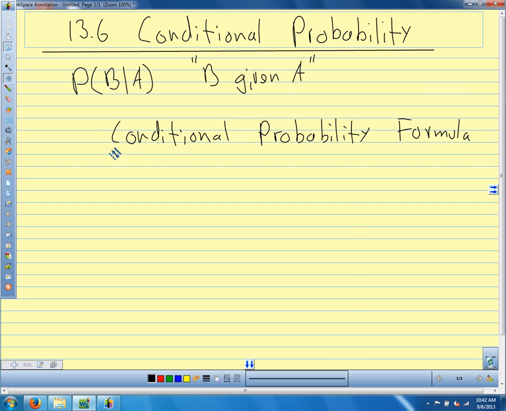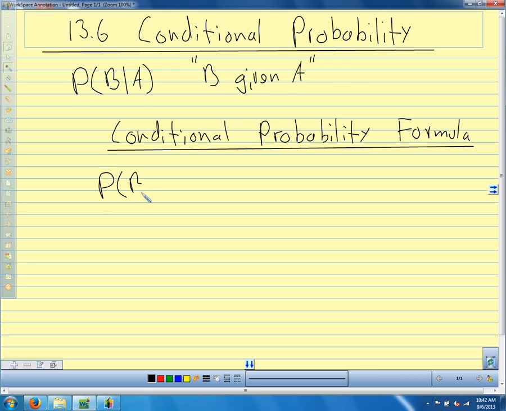Our conditional probability formula is to find the probability of B given A if we know the probabilities of the parts. So the probability of B given A equals the probability of A and B divided by the probability of A by itself.